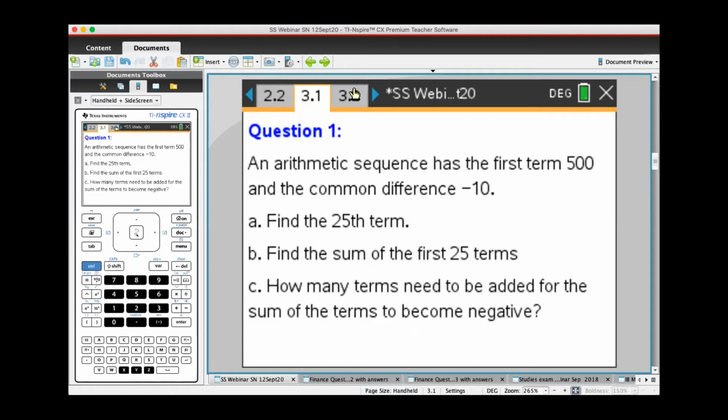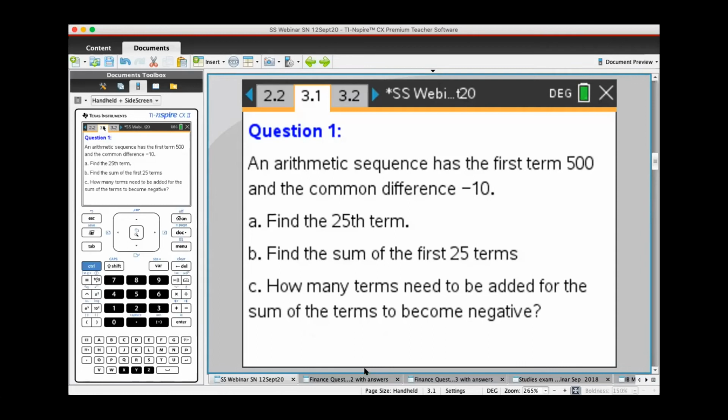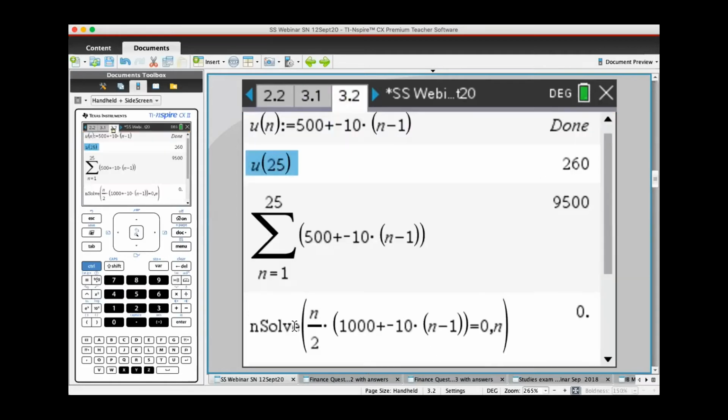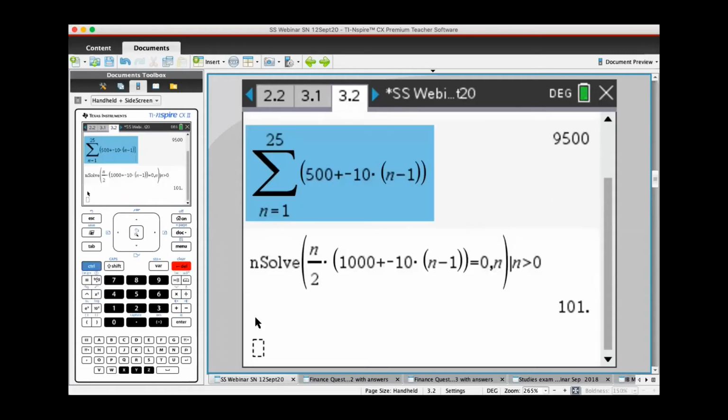So I want to do this with you again, right? Okay, so look at the question. This is a different question. It says, how many terms need to be added for the sum of the terms to become negative? So let's go back. Let's revisit this. So I've got this. I've done the Nsolve. All right. I've done the Nsolve. And I think I want to do this with you. So I'm going to show you how to do it, because there's a lot to it.